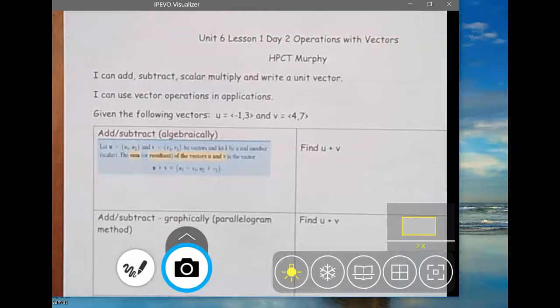Today we're continuing on Unit 6, Lesson 1. We're on Day 2. We're focusing on all the different operations with vectors. So we're going to look at adding and subtracting them in a couple different ways. We're going to look at scalar multiplication, something called a unit vector, and a few applications.